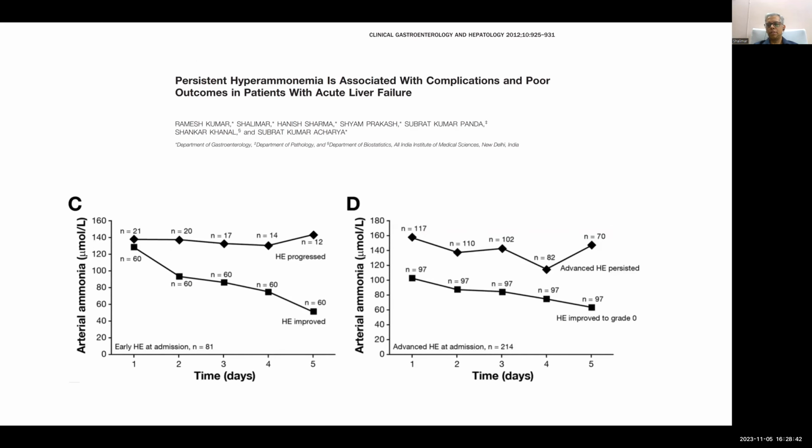In addition, what has been seen from the data is that those patients who persist to have higher levels of ammonia, that means if you look at an individual on day 1, day 2, day 3, the ammonia levels are persisting in the range of say 140, among these patients the hepatic encephalopathy doesn't improve. In contrast, in those patients whose ammonia levels come down, the encephalopathy improves. And it's seen both in those patients who got early HE at admission and those who got advanced HE at admission, thereby again suggesting that we need to work on targets, how we can get the ammonia down and then help improve the outcome in such patients.